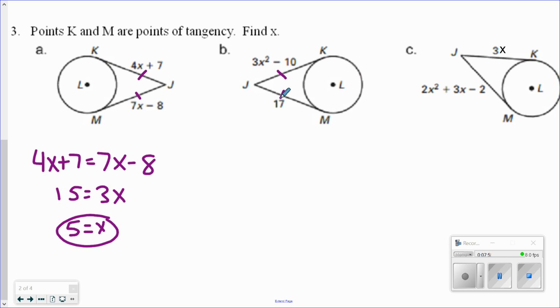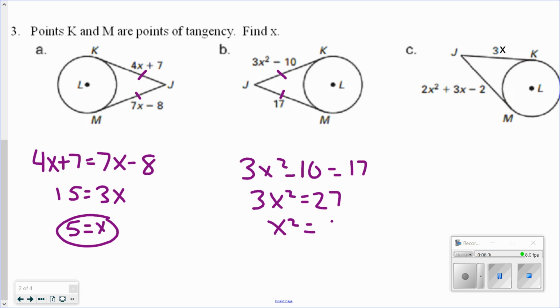For B, same thing. I want to set those sides of the ice cream cone equal to each other. This gives me 3x squared minus 10 is equal to 17. Add 10 to each side. 3x squared is equal to 27. Divide by 3. X squared is equal to 9. And I want to do the square root of both sides. For this, I'm going to get 2 answers. The square root of 9, if you plug that in your calculator, you will get 3. But remember, the square root of 9 is also negative 3.